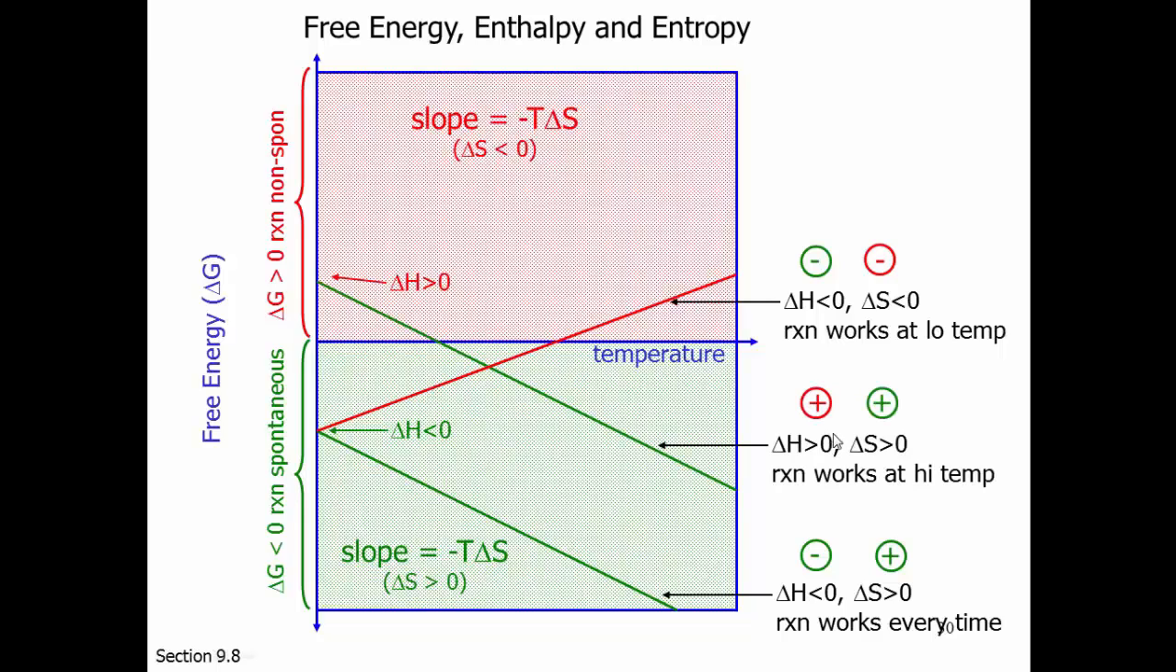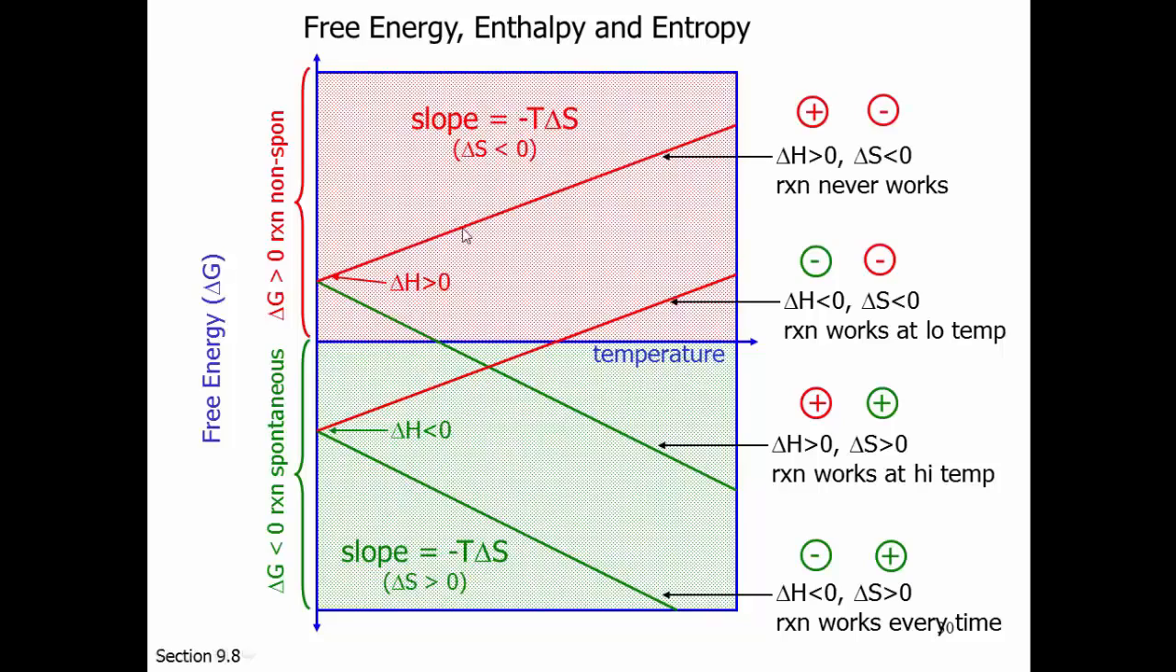If we have a situation where delta H is greater than 0, we'll start above the axis, but if delta S is positive, the slope is negative, and we can eventually enter the green zone. Positive, positive works at high temperature.